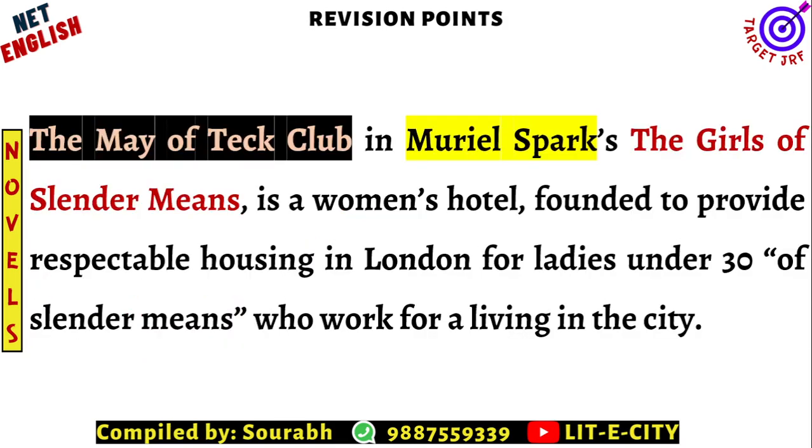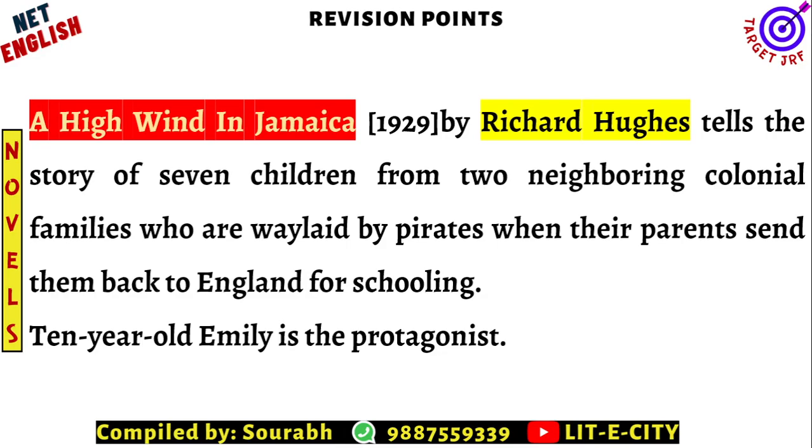The May of Teck Club in Muriel Spark's The Girls of Slender Means is a women's hostel. It's not a hotel, it is a women's hostel founded to provide respectable housing in London for ladies under 30 of slender means who work for a living in the city. Though the tone of the novel is comic, there is in the end a tragic incident when one of the protagonists is trapped in the fire which engulfs this particular hostel.